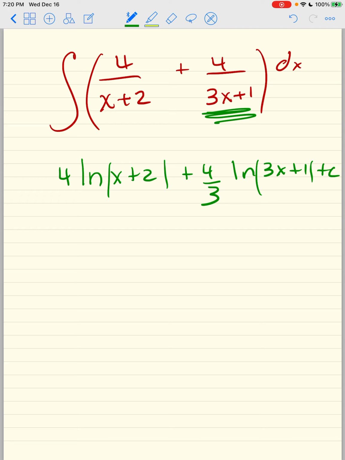So in this case, we're going to leave this like this, but if you really want to change it, there are a few properties we're going to need if you want to write your answer as one natural log term. I'll probably just do it in the next example. So let's take a look.